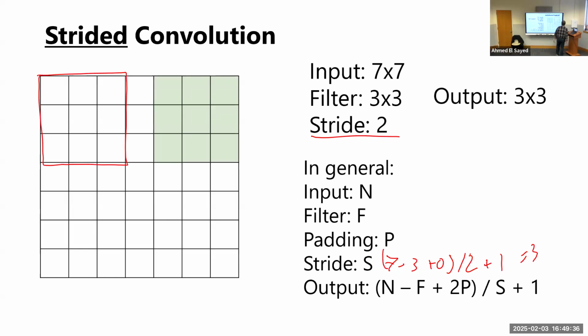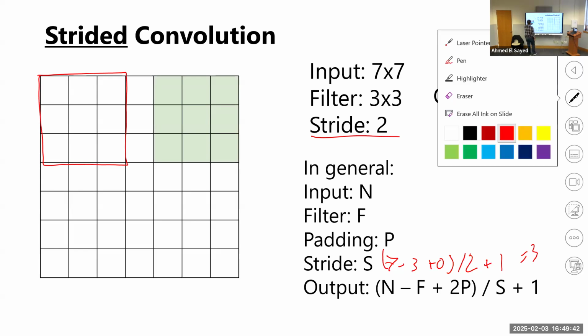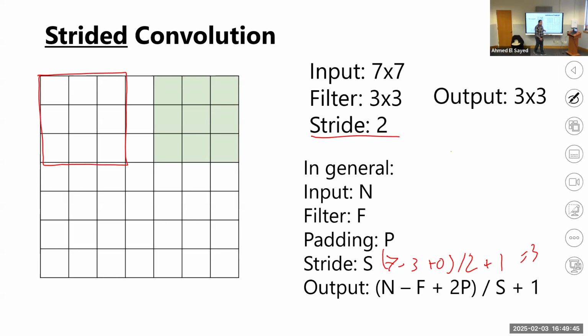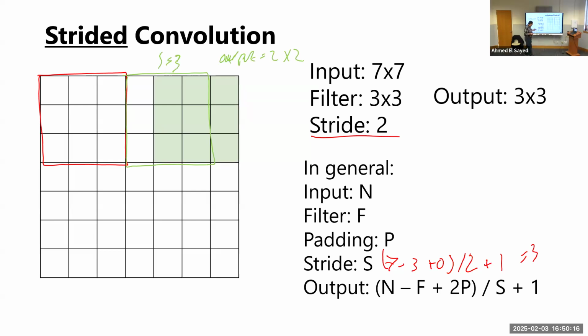So I will start from here. This is my starting point. Then I will shift 3 pixels. That's the meaning of the stride, the number of pixels you shift. So I will shift 3 pixels. So 1, 2, 3, and shift. Can I shift more? No. So in this case, I'm generating only 2 outputs or 2 pixels. So the output in this case will be only 2 by 2.